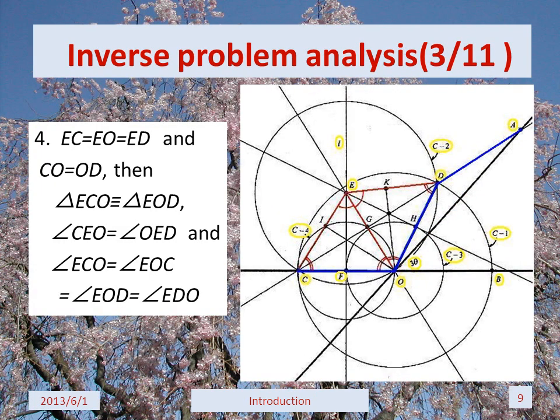In this figure, it is shown that the isosceles triangle ECO and EDO are congruent. Then the vertical angle and the base angle of two triangles are equal respectively.